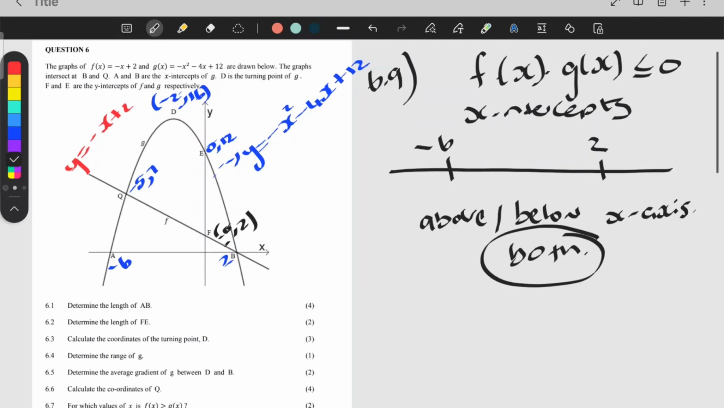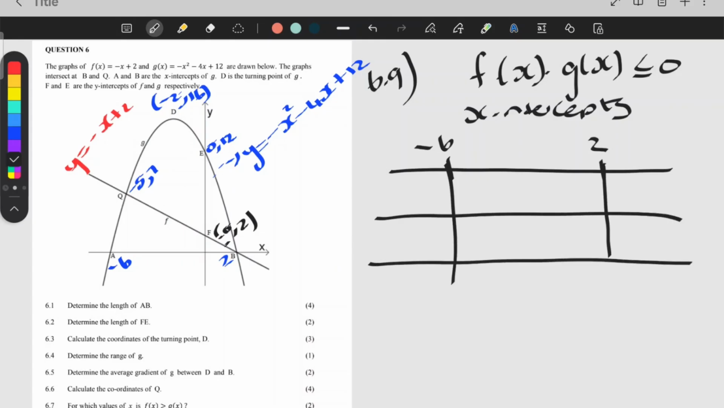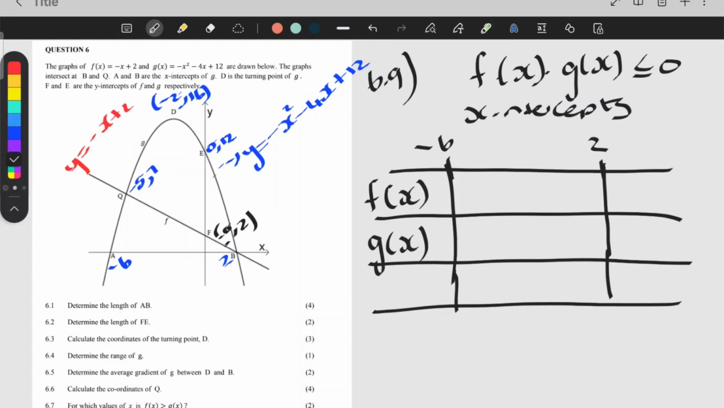So I'm going to start with the parabola. Okay, let me rub this out. So I'm going to just extend my table. I'm first going to do it for f of x. Then I'm going to do it for g of x. And then I'm going to multiply the answers. Okay, so let's start with f. I think f is the straight line. So I'm going to go on the straight line.